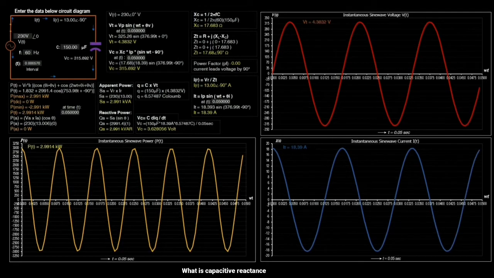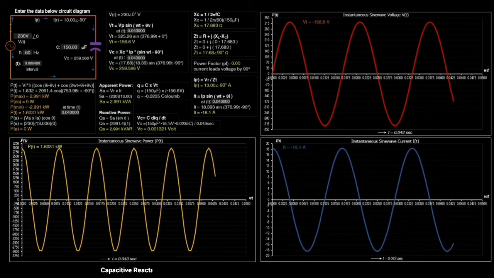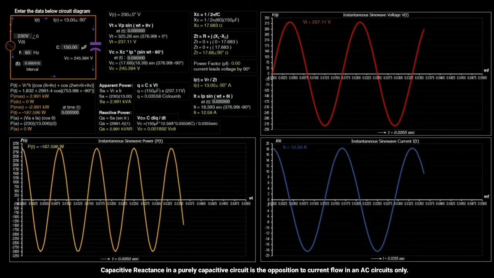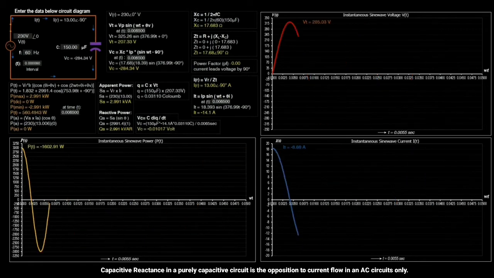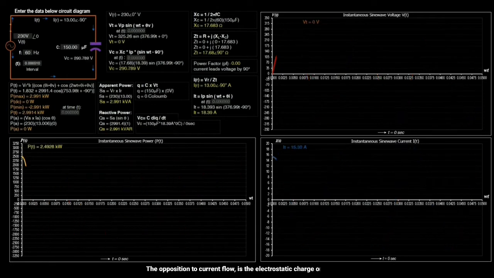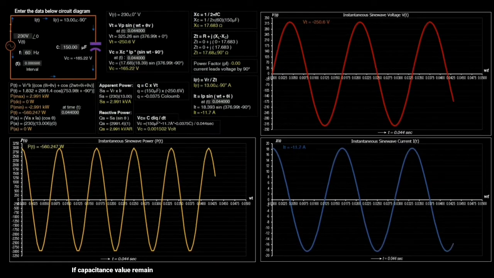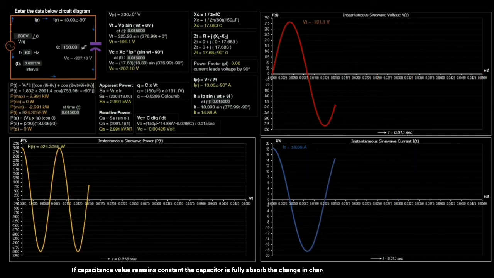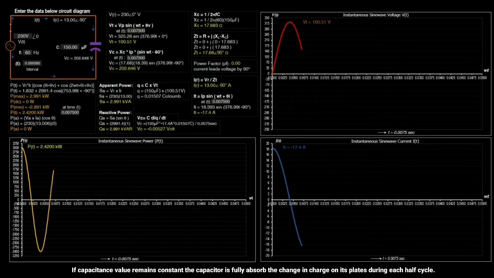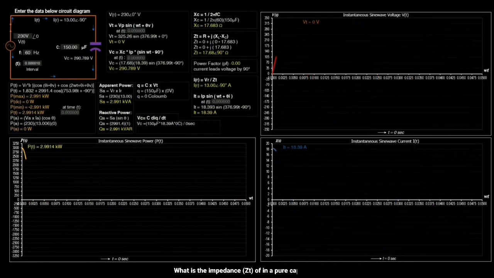What is capacitive reactance in a pure capacitance? Capacitive reactance, in a purely capacitive circuit, is the opposition to current flow in AC circuits only. The opposition to current flow is the electrostatic charge on the plates. If the AC capacitance value remains constant, the capacitor fully absorbs the change in charge on its plates during each half cycle only.